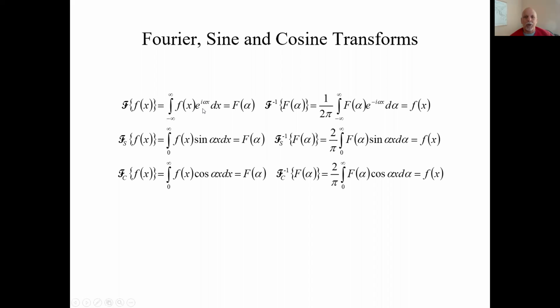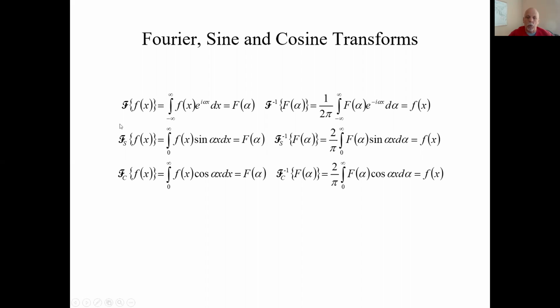One warning to those of you who might be taking this in a different course. Sometimes the signs in the exponents are reversed. This is the Fourier transform, and this is the inverse Fourier transform. Sometimes the signs of the exponents are reversed in different textbooks. This is the way mathematicians do it. Electrical engineers do it the opposite way. I'll just keep it like this because it came from a mathematics book.